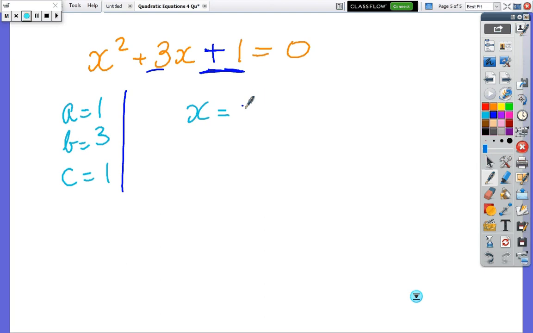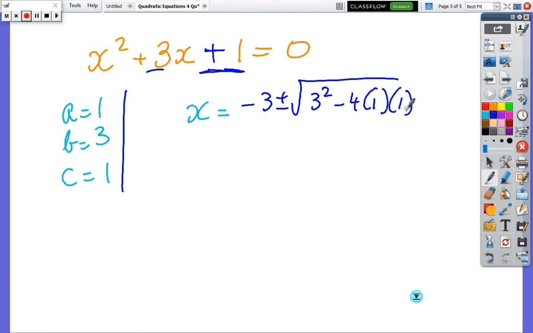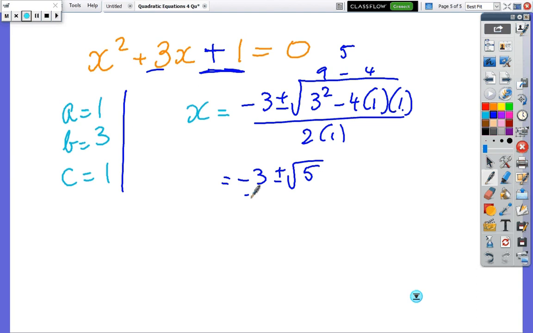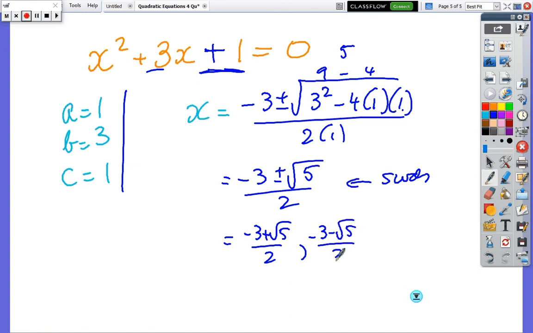x equals negative b plus or minus the square root of b squared minus 4ac, divided by 2a. So that's minus 3. 3 squared is 9. 4 times 1 times 1 is 4. 9 minus 4 is 5. So it's plus or minus the square root of 5 over 2. And so your two answers are surds. So your two answers are minus 3 plus the square root of 5 over 2, or minus 3 minus the square root of 5 over 2.